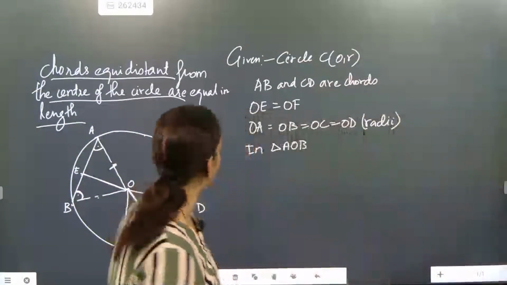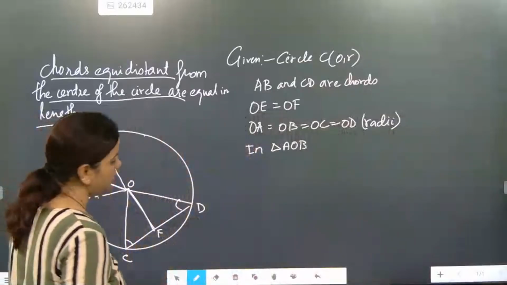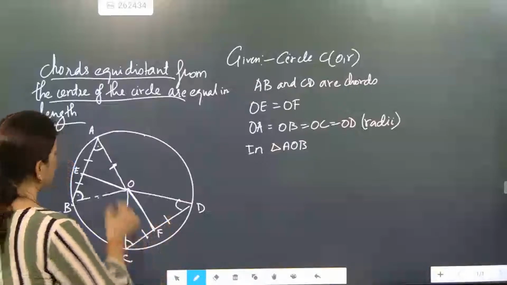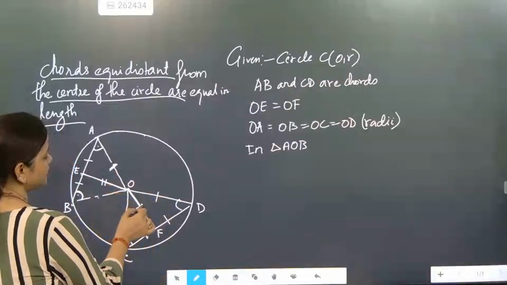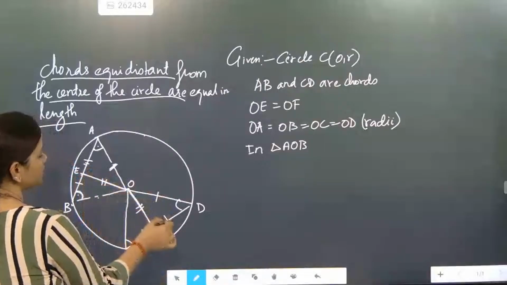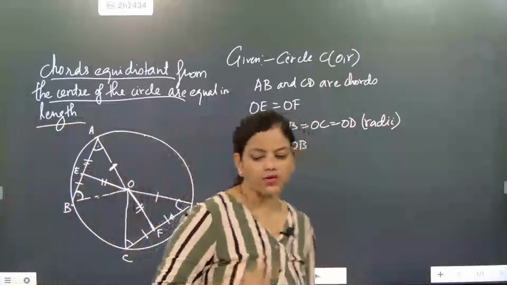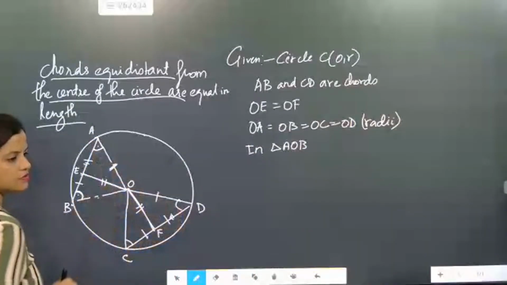So first work we will do. If it is bisecting the chord, means this side will be equal to this side. And if it is bisecting the chord, means this side is equal to this side. Already this side is equal to this side, radii. This is exactly given. And now this side part will become equal to this side by the concept. Understood? So now once we have done this part, this triangle will become congruent to this triangle.